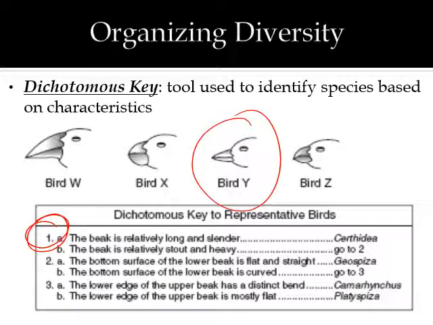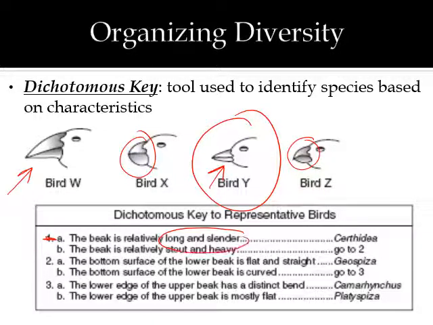Now our options for step number 1 say either A, the beak is relatively long and slender, or B, the beak is relatively stout and heavy. I don't know. I mean, you've got 2 beaks I would definitely describe as stout and heavy. The beak on bird W over here is definitely longer, but it's pretty heavy looking. It's not really slender. So I'm going to say that this kind of thinner looking beak right here is pretty long and slender. It says relatively long and slender.